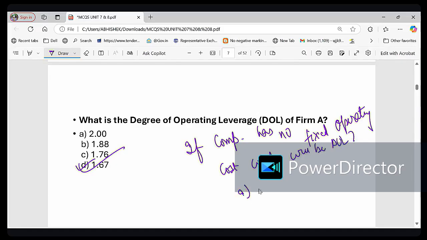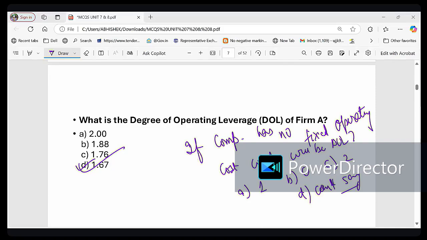Option A 1, option B 0, option C 2, option D can't say. What do you think? Suppose a company has no fixed operating cost, what will be the DOL? Option A, 1. Yes, very good. It is clear. Now please answer this: suppose a company has no fixed operating cost, what will be the DOL? 1, 0, 2 or can't say.